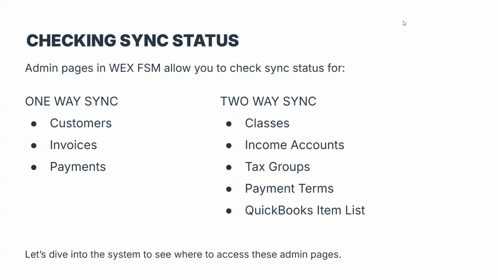And then for checking sync statuses in your system, we have ways that you can actually check to make sure that the sync is working properly. We are going to jump into WEX FSM to give you a visual of how it looks in your system. And we're going to check one-way sync items, which are your customers, invoices, and payments, and two-way sync items, which are your classes, income accounts, tax groups, payment terms, and QuickBooks item list. So let's go ahead and jump into WEX FSM.